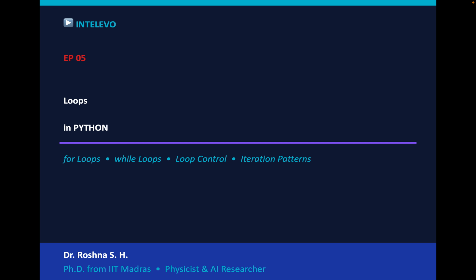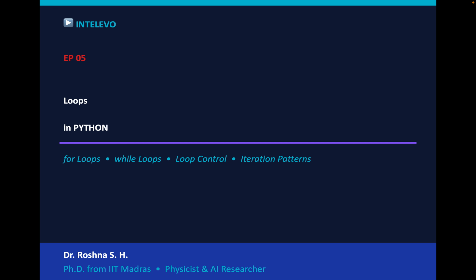I'm Roshna here, and in this episode, we are tackling one of the most powerful and essential concepts in programming, that is loops. Think about this, if you need to print numbers from 1 to 100, would you write 100 print statements? Of course not. That is where loops come in. They automate repetition, making code efficient, scalable, and elegant.